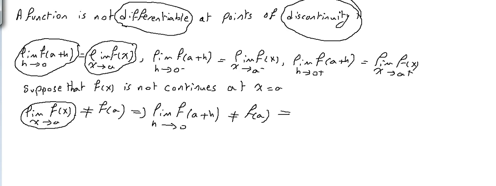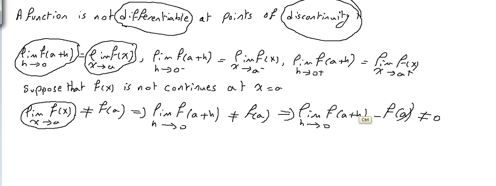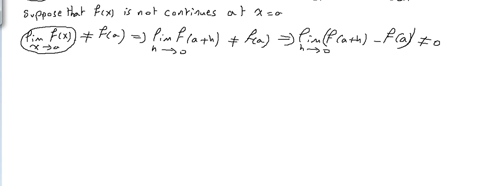And how can that be written? We can say also the limit of f of a plus h as h tends to 0, minus f of a, is not equal to 0. We take the f of a to this side. f of a is a number, so we can insert it inside the same limit, right? Now, what do we do in this case? We continue by dividing by h. And why are we doing this?